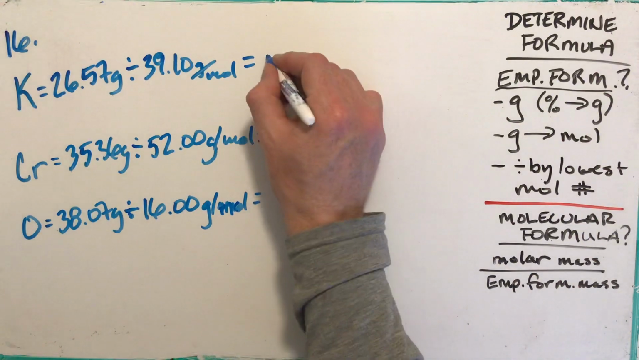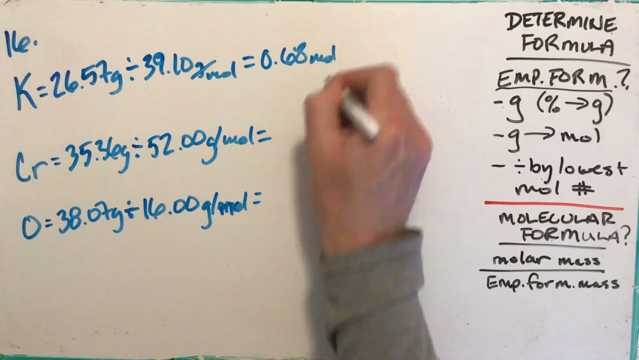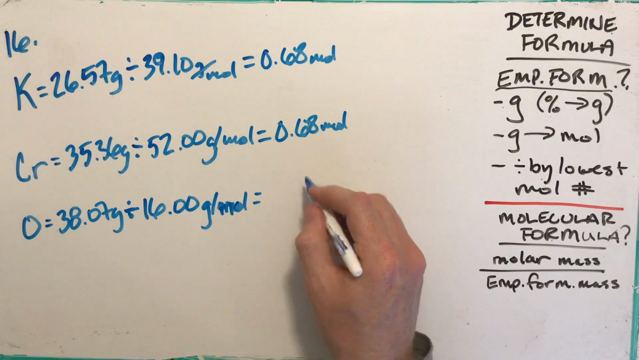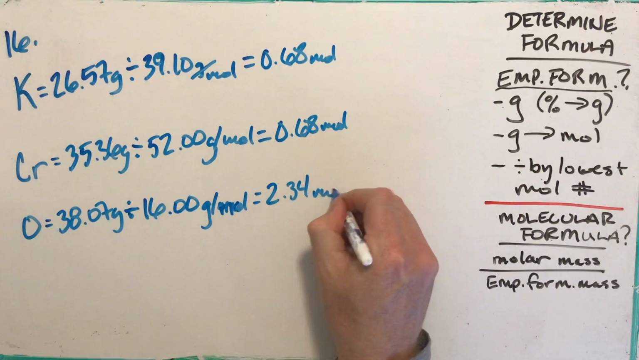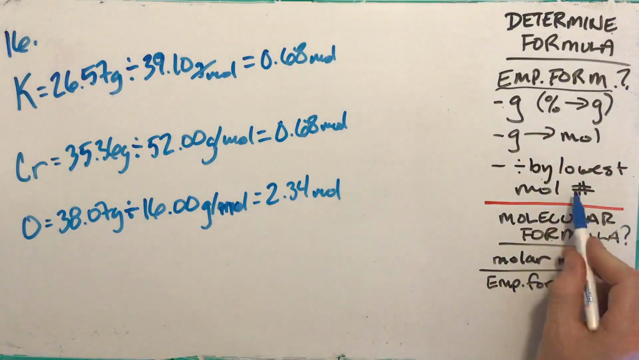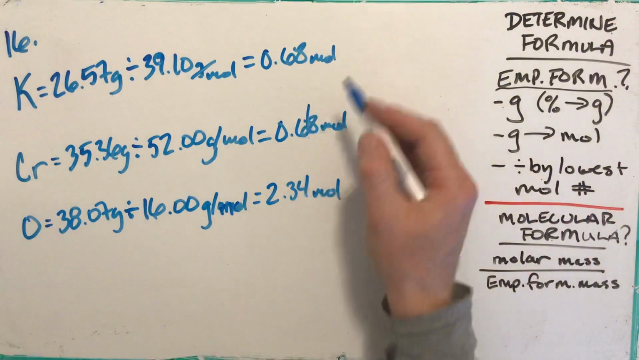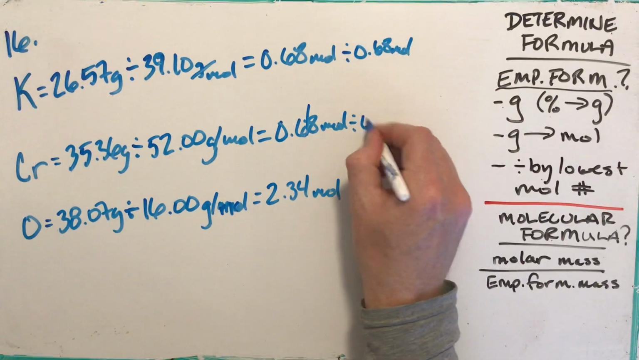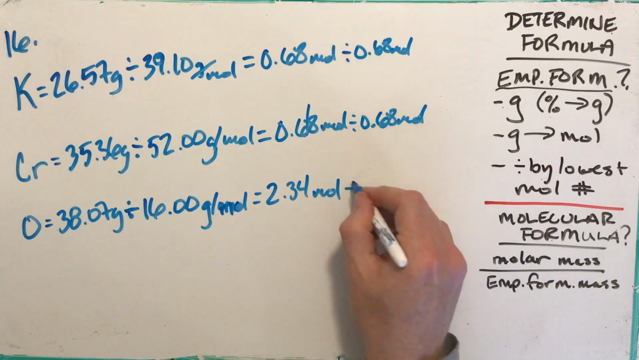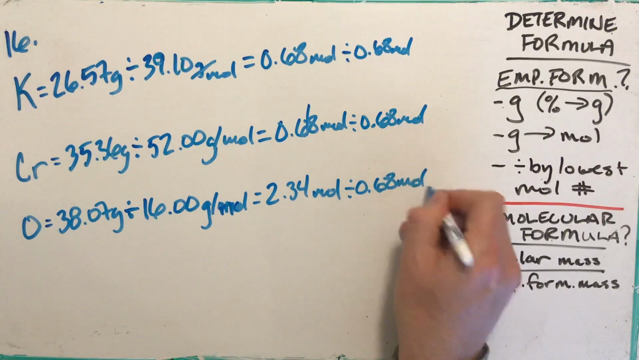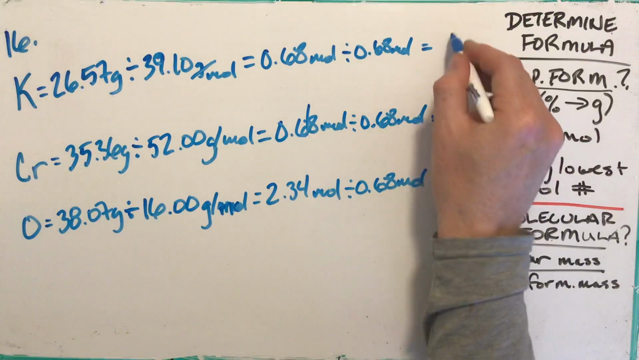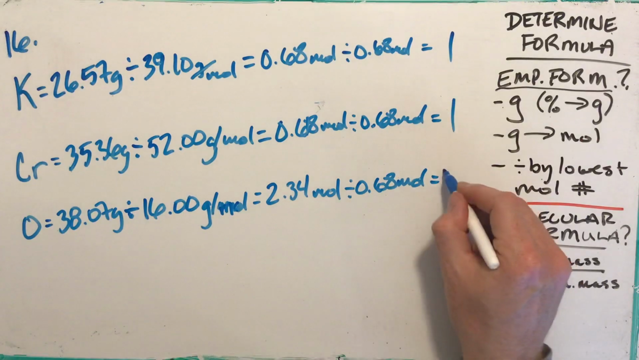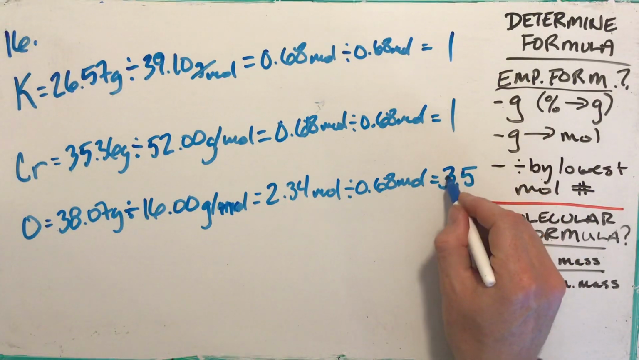And so I end up with 0.68 moles for that, 0.68 moles for that, and 2.34 moles for that. And last step, divide by the lowest mole number. That's my 0.68, so divide it by 0.68 moles, divide it by 0.68 moles, divide by 0.68 moles. Obviously, these first 2 will be 1, and this one ends up being 3.5.